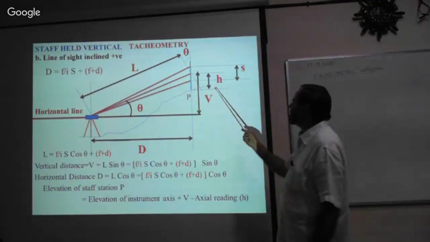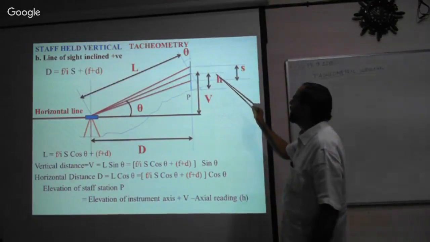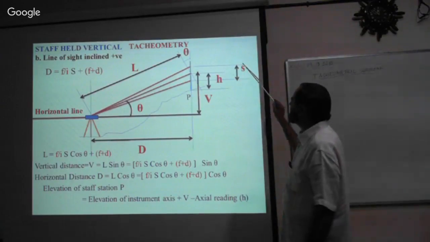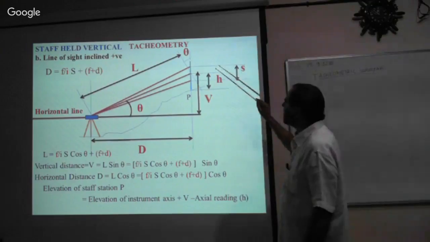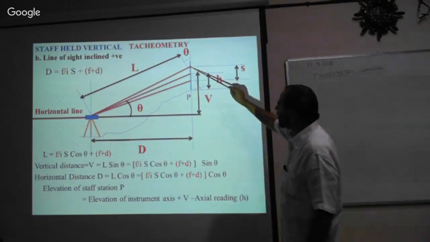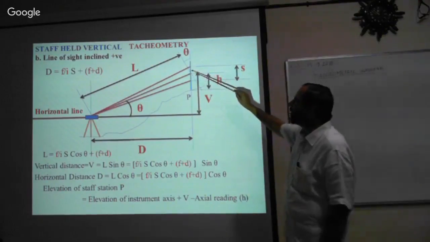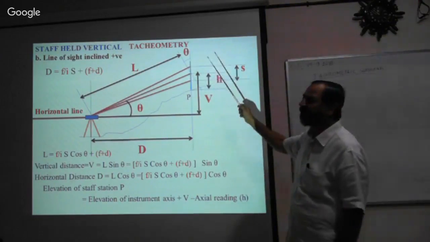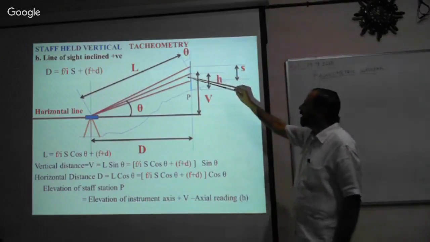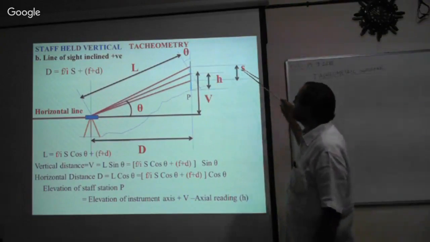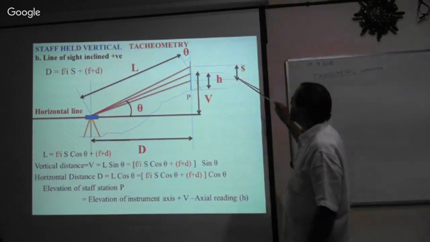And H is the central hair reading. S is the staff intercept. Staff intercept means the difference between the top hair reading and the bottom hair reading. Top hair reading minus bottom hair reading, that is the staff intercept.